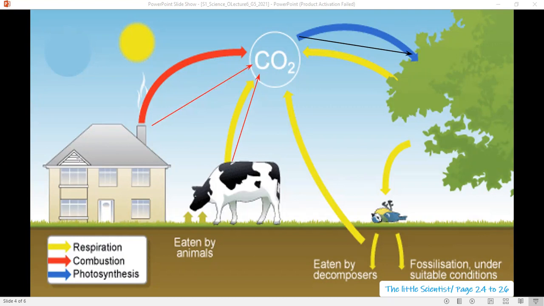What do we see right here? This dead bird. The dead body, the dead bird will be decomposed by decomposers. And in millions and millions of years, the carbon in these bodies is changed into fossil fuels.